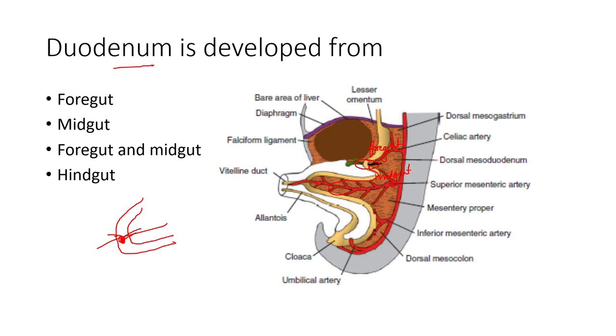So the duodenum has its development, the first and half of the second part from the foregut, and after the opening of the hepatopancreatic ampulla, the rest of the second, third and the fourth part is from the midgut. So both foregut and midgut.